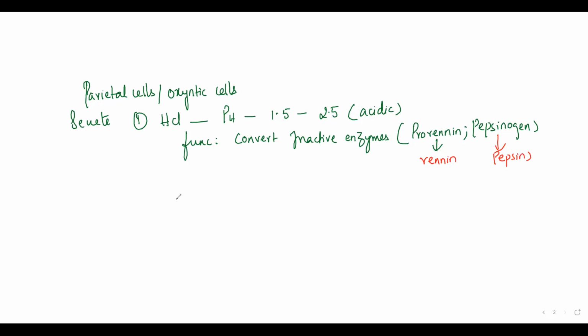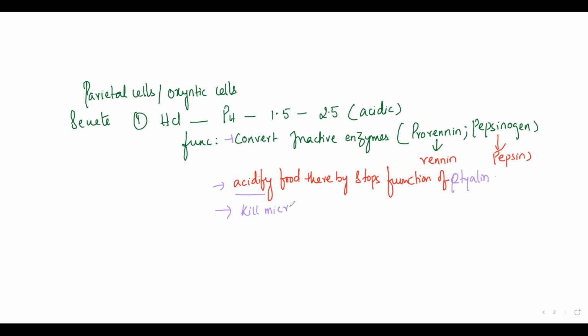And it is also going to acidify the food. So we are trying to acidify the food here, and thereby we are stopping the action of whom? The hydrochloric acid stops the function of the ptyalin that we have seen, the salivary amylase. The ptyalin enzyme function is going to be stopped here once the food turns acidic. And what else does it do? It is going to kill the microbes, if at all present in your bolus. Okay, so these are being killed.